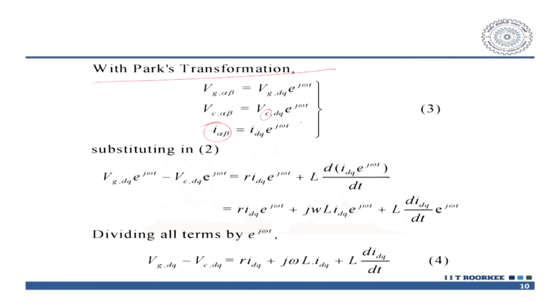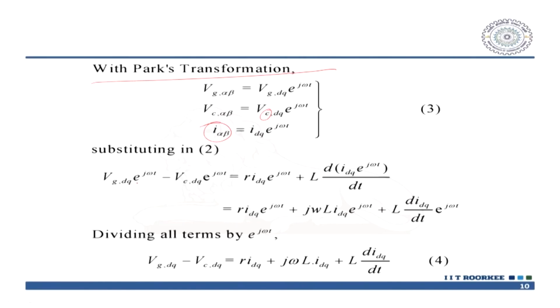Then we go for the Park transformation and convert into the dq frame of reference. Then Vg alpha beta equals Vg dq e to the power j omega t, Vc alpha beta equals the compensated or converter's voltage in the dq frame of reference times e to the power j omega t, and the current in alpha beta can be transformed to dq by I dq e to the power j omega t. So, substituting these in equation 2, you essentially get the equation in the dq frame.